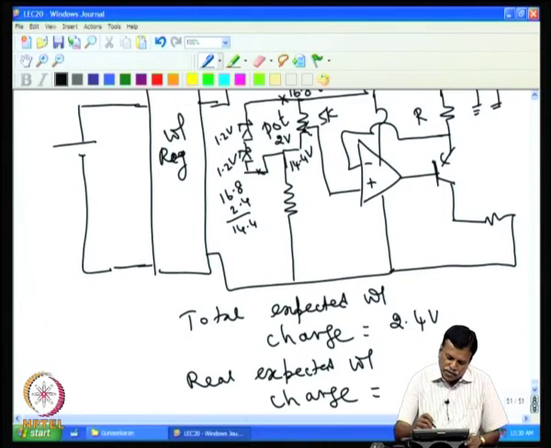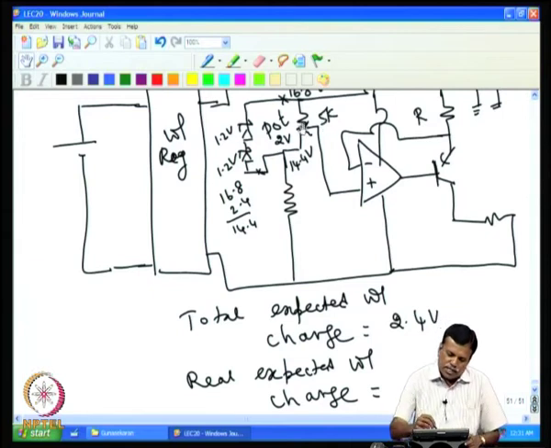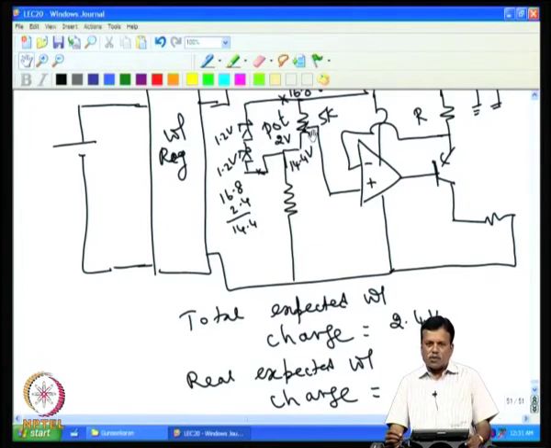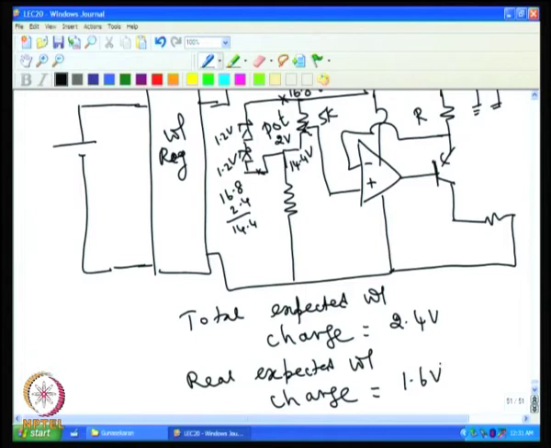Theoretically we expect 2.4 volt change here. When this point is moved across this, we expect 2.4 volt change, but in reality it may not be 2.4 volt. On both sides normally expected to have about 20% error, that is mechanically not able to move very close to the end. So, if I take 20% change, that means each point I can leave 0.4 volt, that means I can have only 1.6 volt change is only expected in real life. So, we may expect only 1.6 volt change.